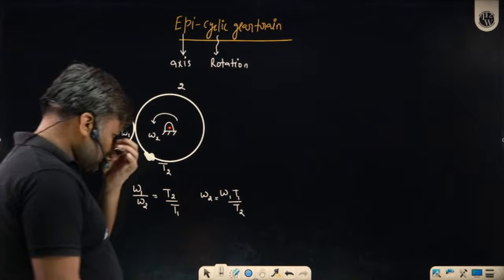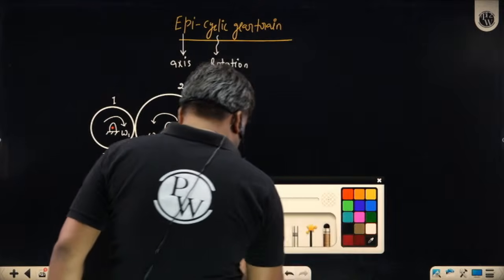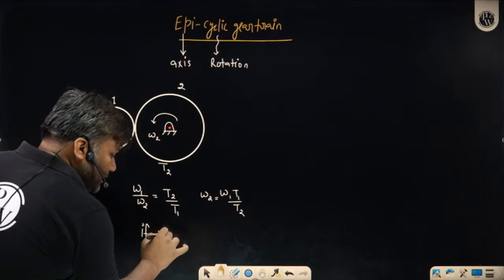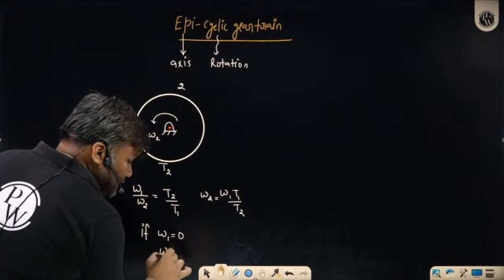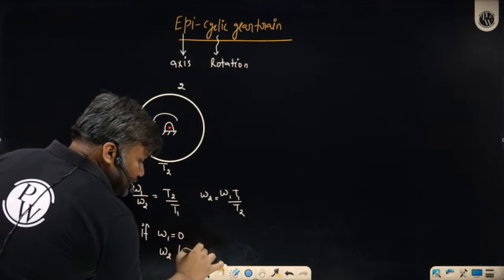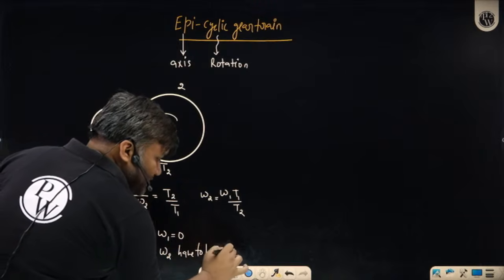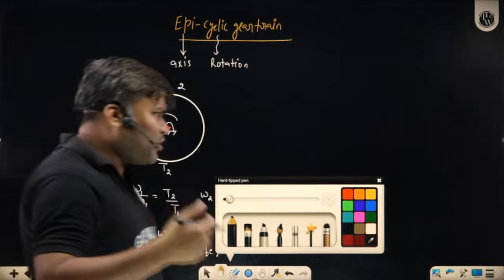On the other hand, if omega 1 is 0, omega 2 has to be 0. Omega 1 is 0, so omega 2 will be 0 automatically.